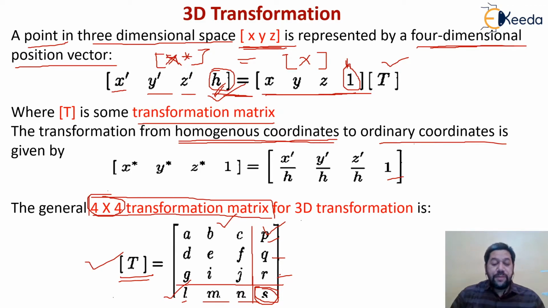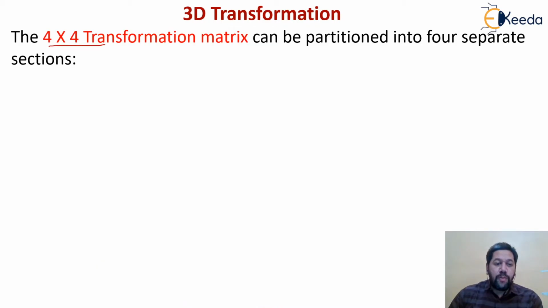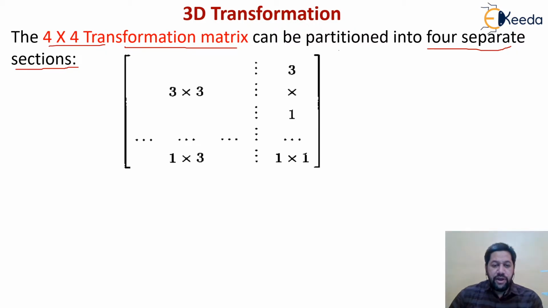Okay, so what was the purpose of dividing it, and why are we giving the numbers separately? Let us understand this in the next slide: how does this 4 by 4 transformation matrix represent it? The 4 by 4 transformation matrix can be partitioned into 4 separate sections or submatrices. Just now I have shown that I have divided it into 4 separate submatrices. How it is divided, you can find out.